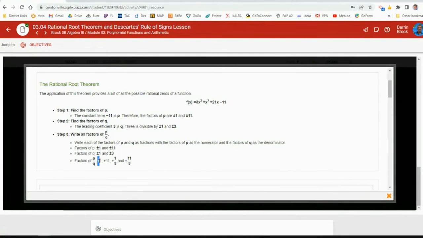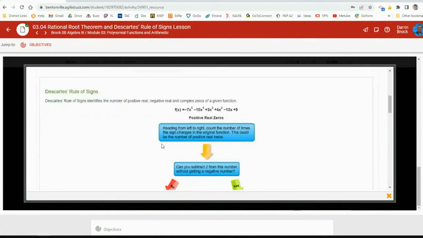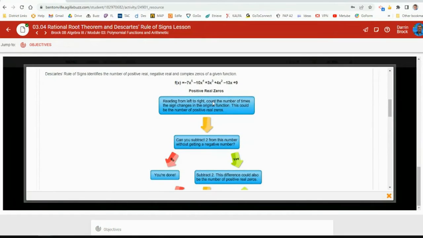So it's either plus or minus 1, plus or minus 11, plus or minus 1/3, or plus or minus 11/3. And yes, a lot of times you'll end up with fractions like that. Then Descartes' rule, which, by the way, they have a nice little flow chart you can use to find out how many times it changes.